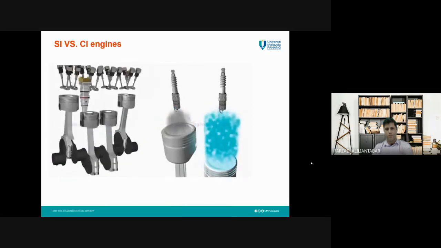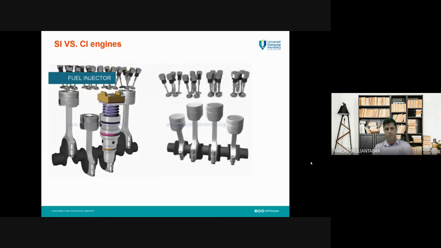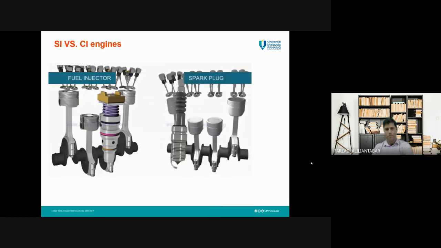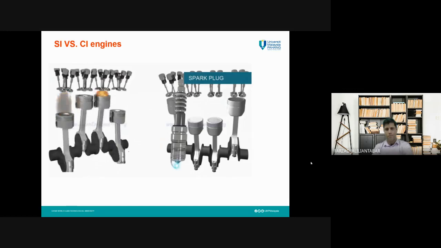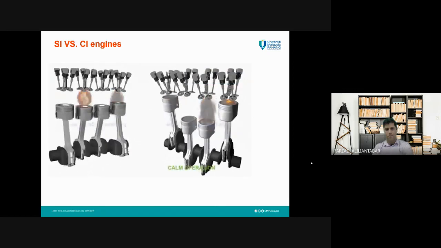This is why diesel engines use a fuel injector, while gasoline engines use a spark plug. You might have noticed that gasoline engines are less noisy and vibrate less compared to diesel engines.